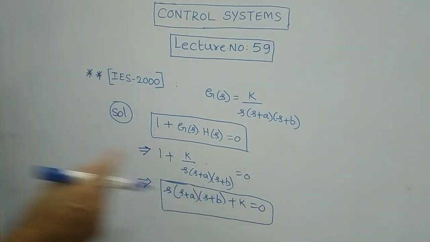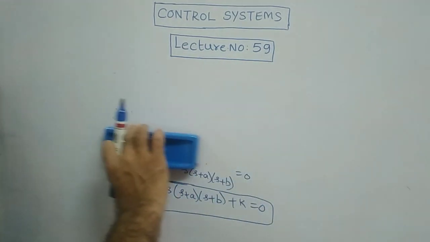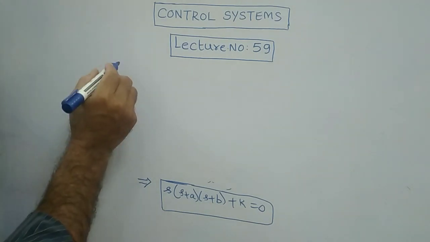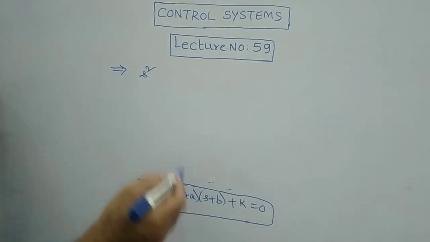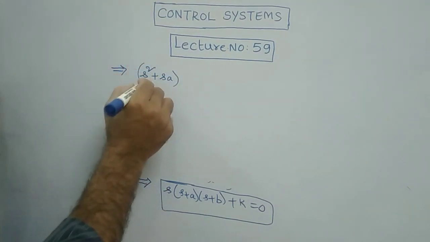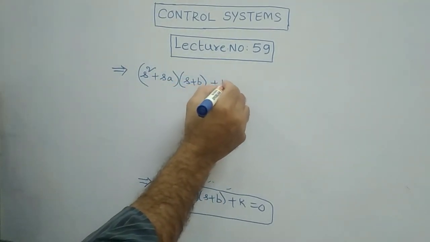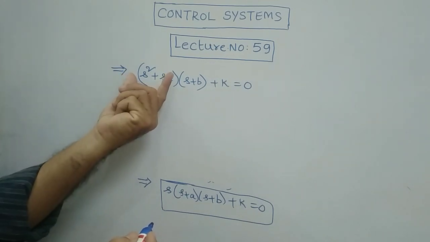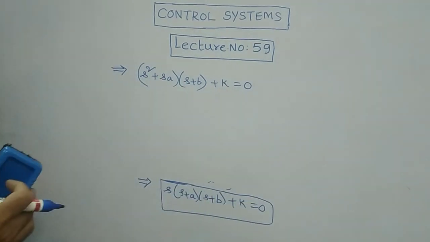And you can simplify this equation further into another simplified version. This implies S into S is S square, S into A is SA, so S into S plus A, in a bracket, into S plus B, plus K, equal to 0. S into S is S square, S into A is SA, everything kept in a bracket, S plus B is there, plus K, equal to 0.